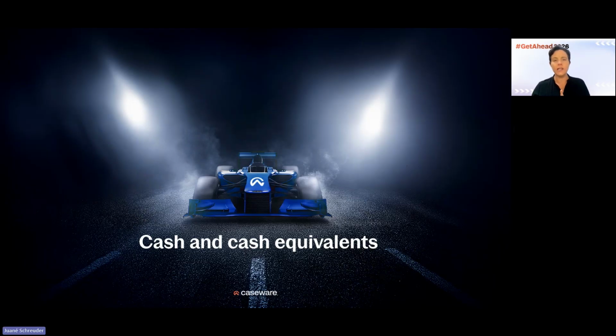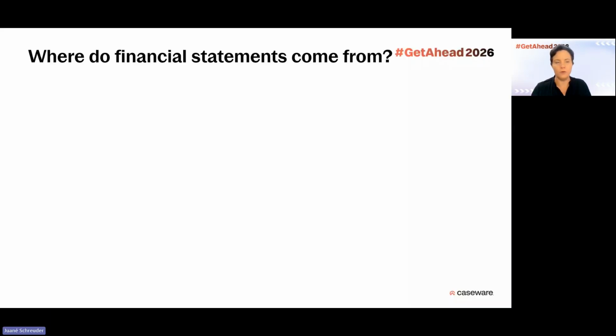So for cash and cash equivalents, we start off by saying, where does the information in the financial statements come from? Here we've got a bit of a visual to say, when we are auditing the financial statements, we are auditing what is included in the financial statements. Yes, of course, the client has a trial balance, the client has a general ledger, all those things that are basically used to prepare the financial statements. But ultimately, we are auditing the financial statements. So we'll always start with what's in the financial statements.